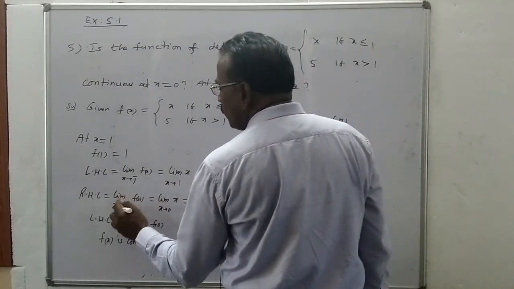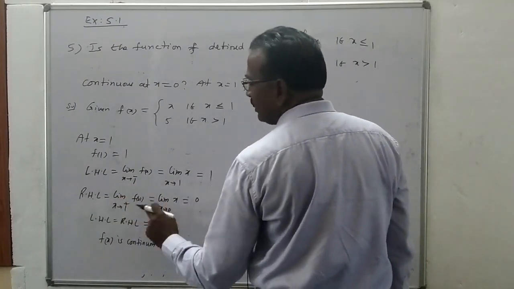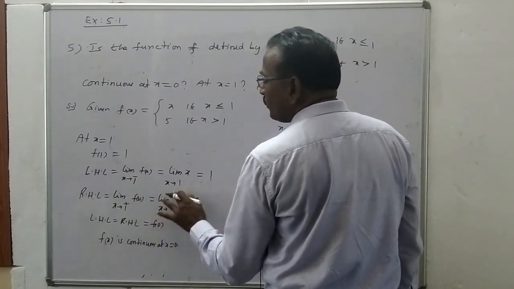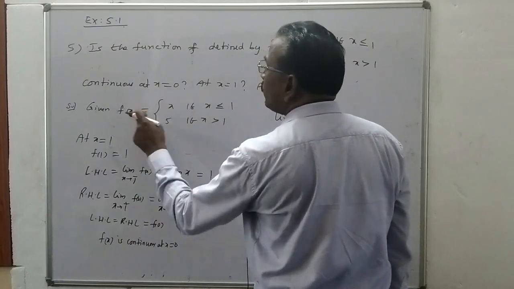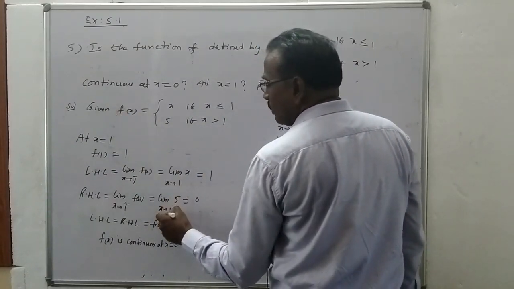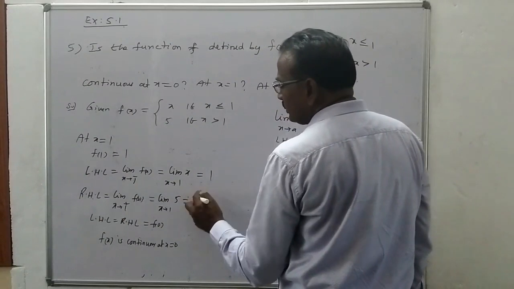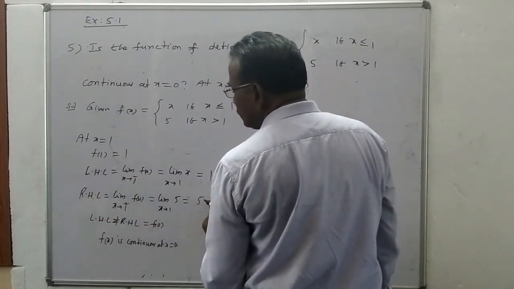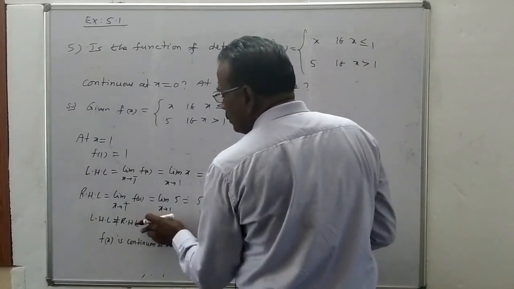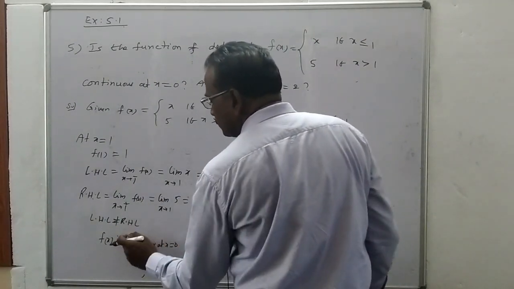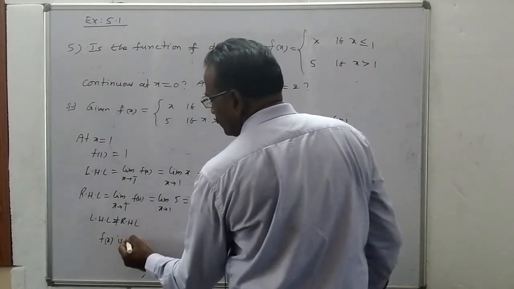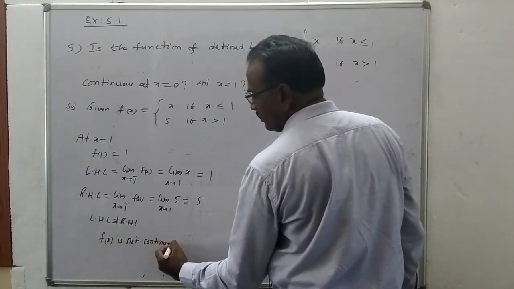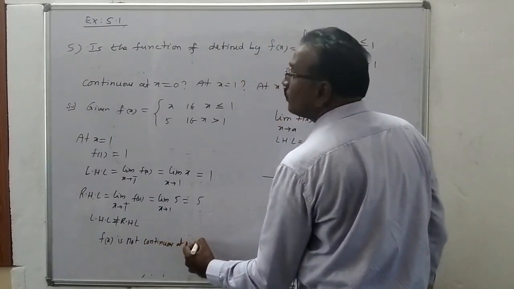The right hand limit is at 1 plus, that means x is close to 1 from the right side, that is x greater than 1. For x greater than 1, the function is f(x) = 5, so the limit is 5. The limit of a constant function is the constant itself. So clearly the LHL value is 1 and the RHL value is 5, so LHL is not equal to RHL. Therefore f(x) is not continuous, or discontinuous, at x = 1.